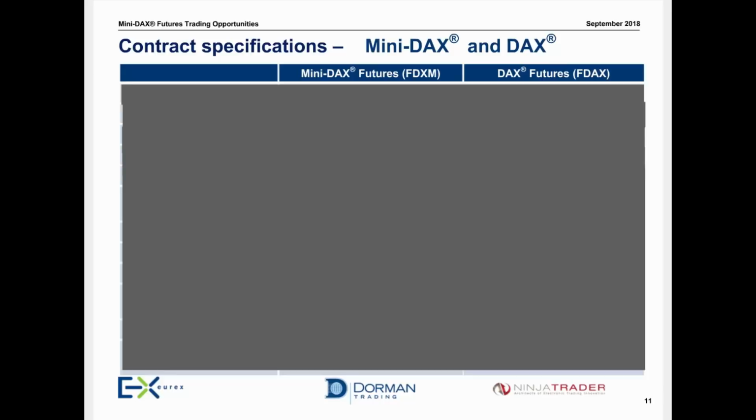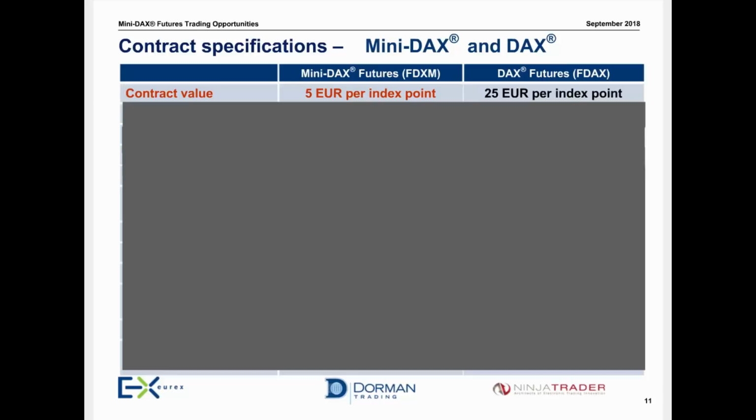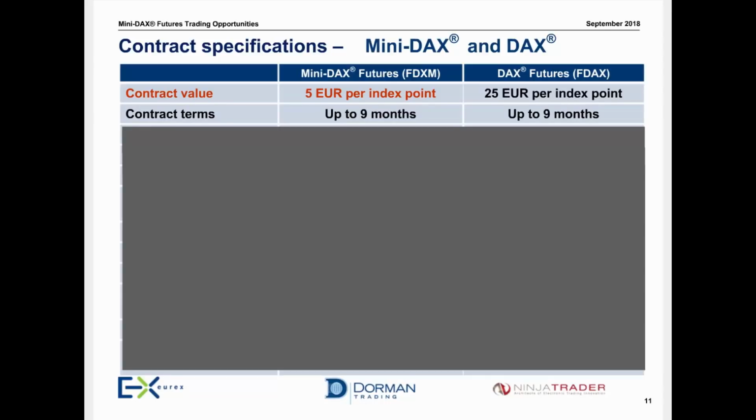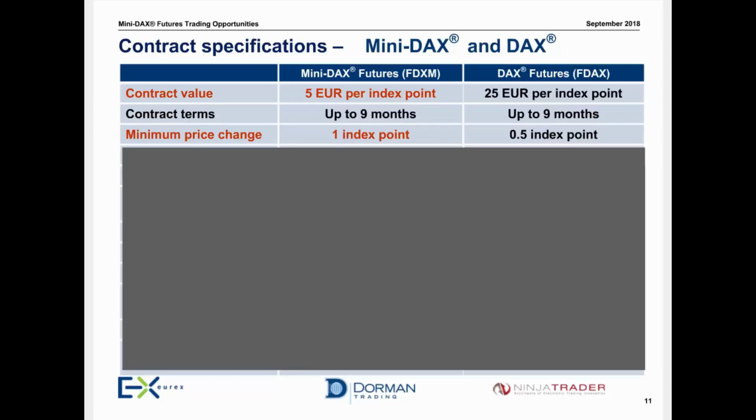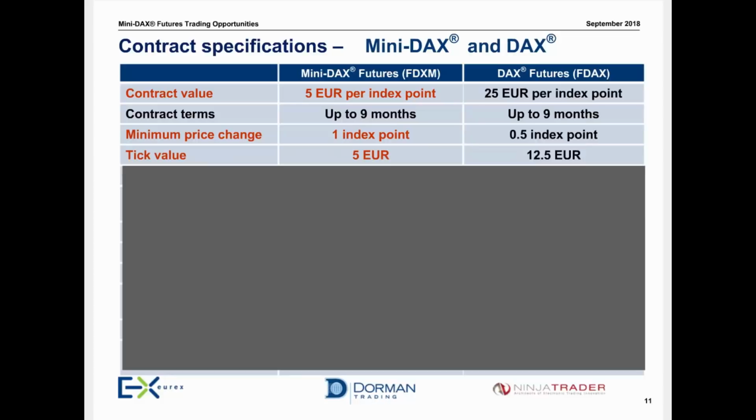Now, there are some differences in the contracts. I just want to highlight a few of them with you. First, we've got the Mini-DAX on the left, the full-size DAX on the right. It's €5 per point for the Mini. It's €25 per index point for the DAX. The contract terms are the same, up to 9 months. Minimum price change: the Mini-DAX trades in 1-point increments. The DAX contracts trade in half-point increments.